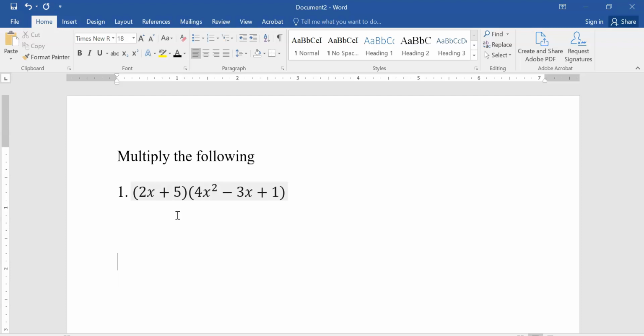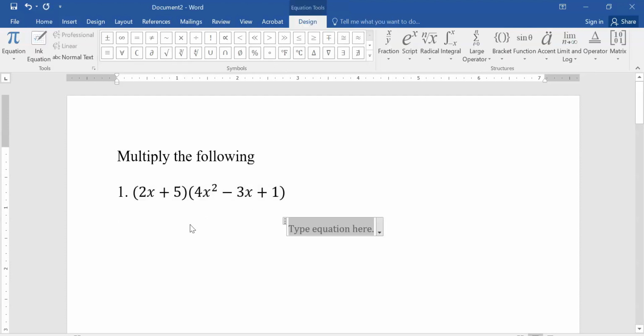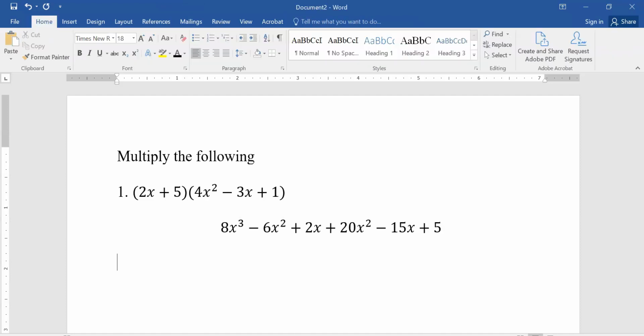First problem, 2x plus 5 times 4x squared minus 3x plus 1. So let's distribute this 2x into all 3 terms here. That's going to give you 8x to the third minus 6x squared plus 2x. And then when you distribute the 5, you get plus 20x squared minus 15x plus 5. So those are the terms. Again, notice that we had 2 terms by 3 terms, and we ended up with 6 terms at this stage before we combined like terms.